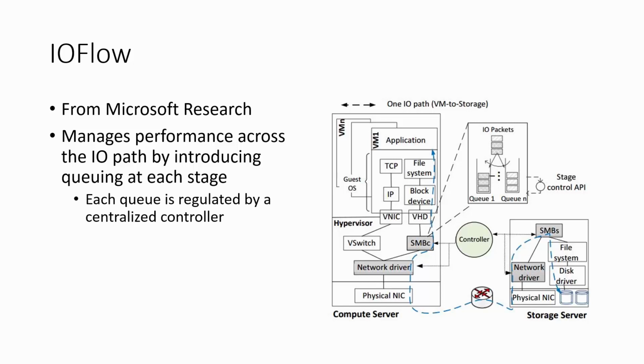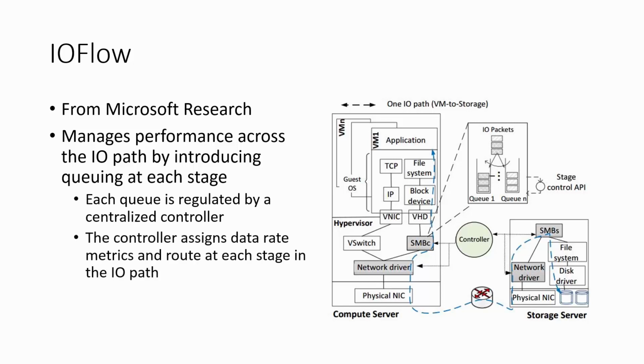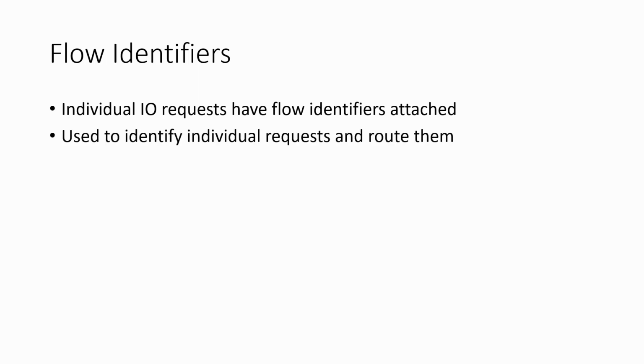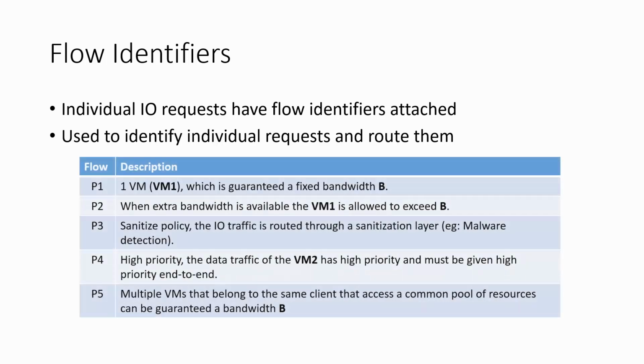Now, each queue is regulated by a centralized controller, as you can see in the figure. The controller assigns data rate metrics and routes at each stage in the I/O path. Now, the way in which the storage flows are controlled is by flow identifiers. Individual I/O requests have flow identifiers attached, and these can be used to identify individual requests and route them and rate control them. So here are a few example flows that were described in the IOFlow paper.